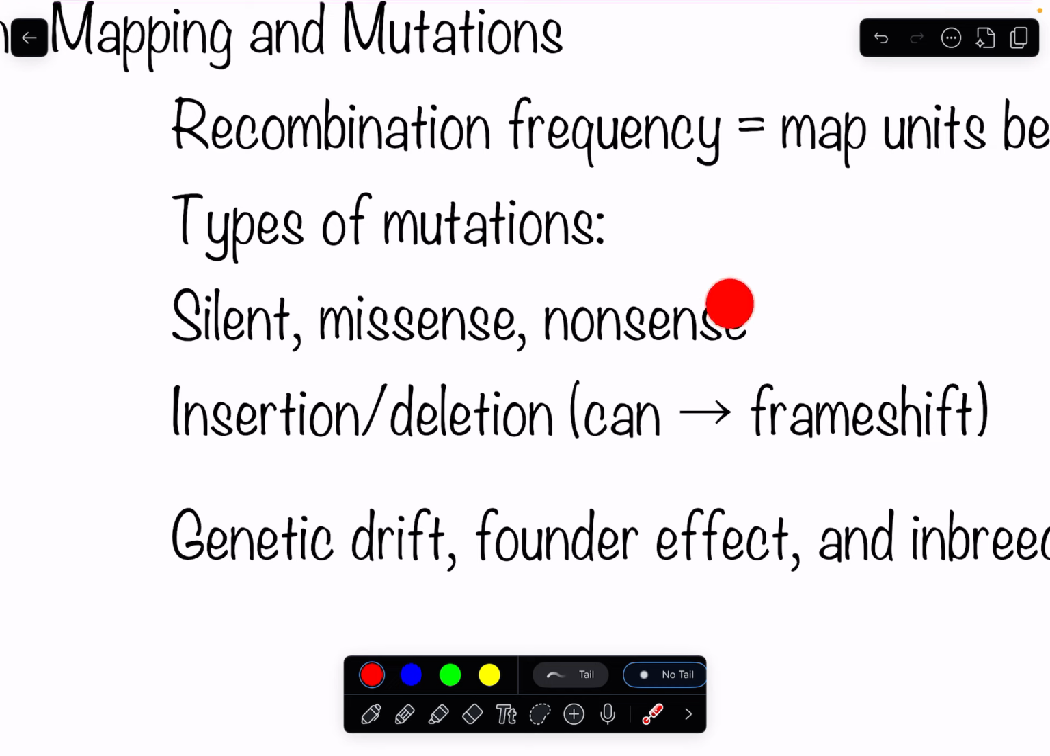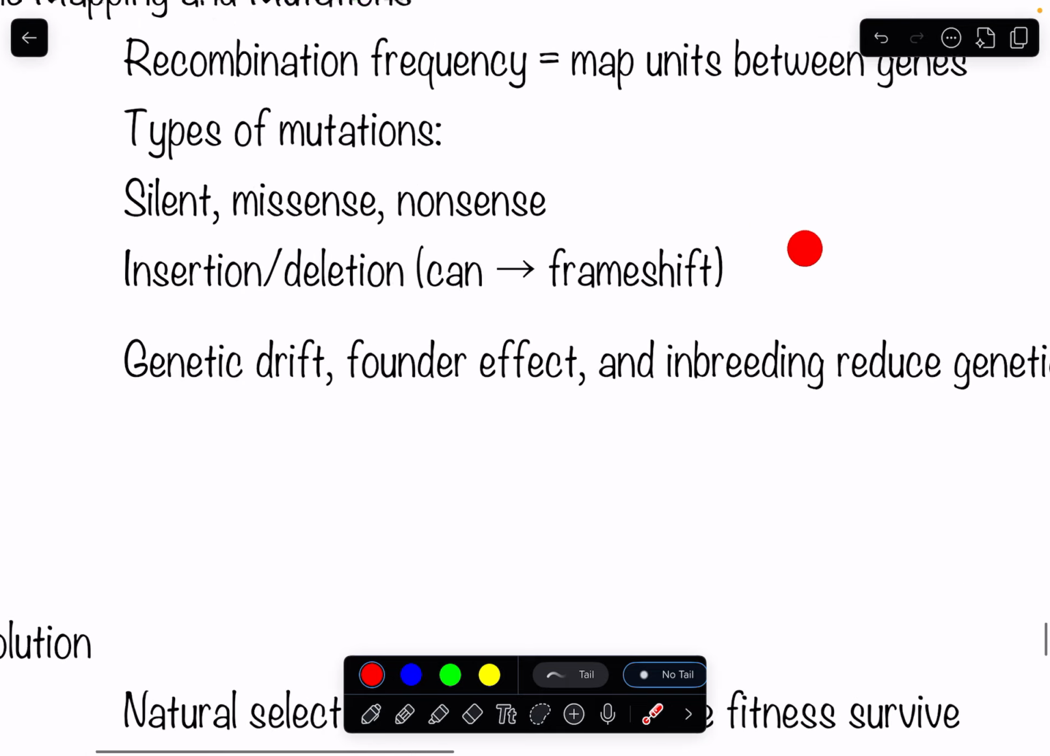Okay, insertion/deletion. These are called frameshift mutations. If you add something that's not a multiple of three, you see how it would then change every codon after it, right? Because you're gonna push everything down. Versus if you add a multiple of three, it's not gonna cause a frameshift. It will only cause a frameshift if you add something that's not a multiple of three, or if you remove something that's not a multiple of three.